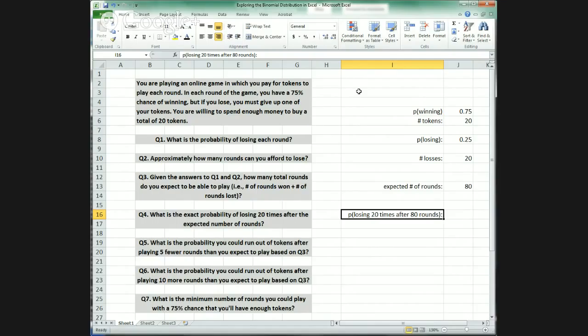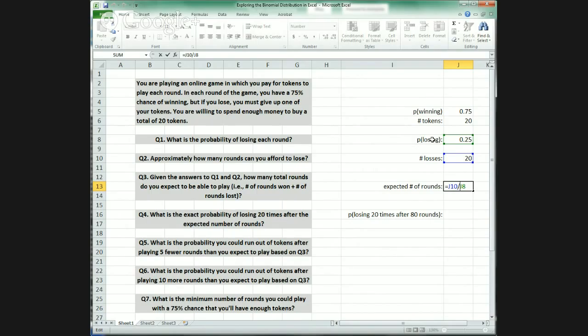Okay, somebody just asked me to explain a little bit more the answer 80 and the expected number of rounds. So I'm just going to quickly go through the 2 ways that you can get to that information. The first way is just a formula. It's a formula that you can use every single time. The formula that I used is simply the number of losses that we can afford divided by the probability of losing.